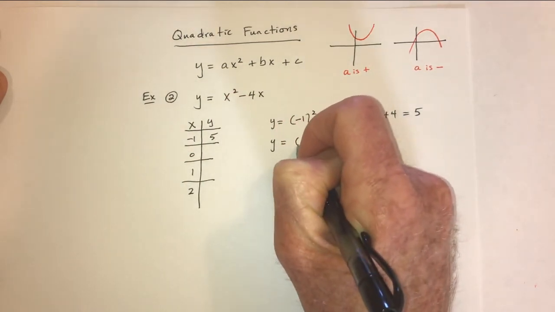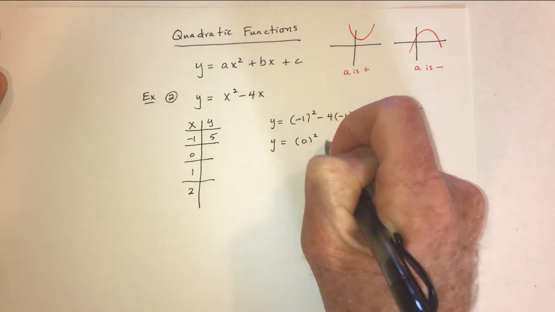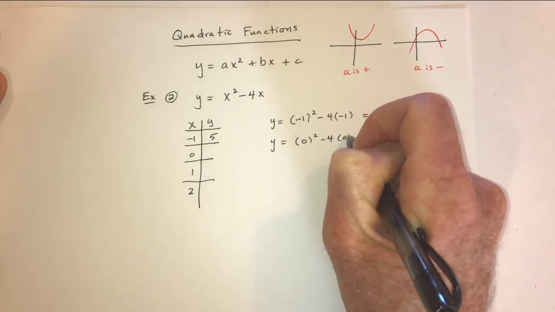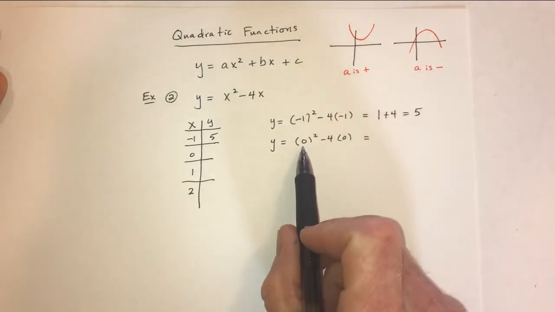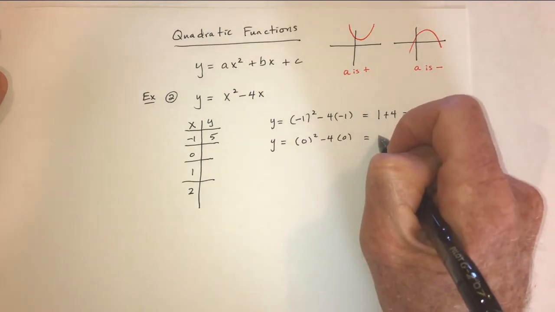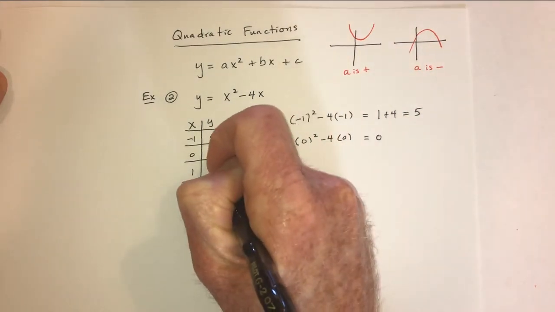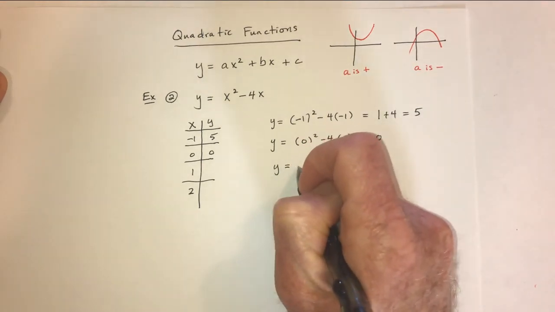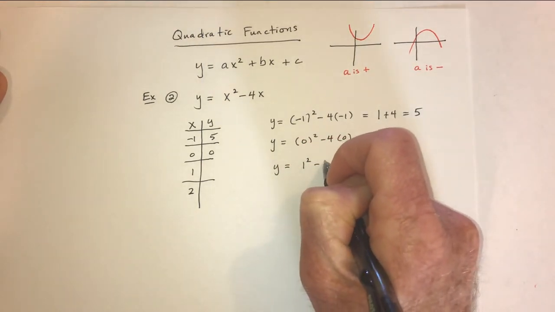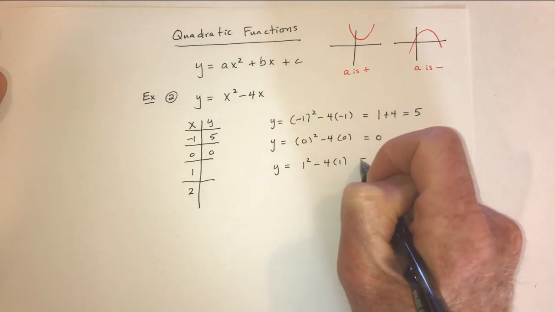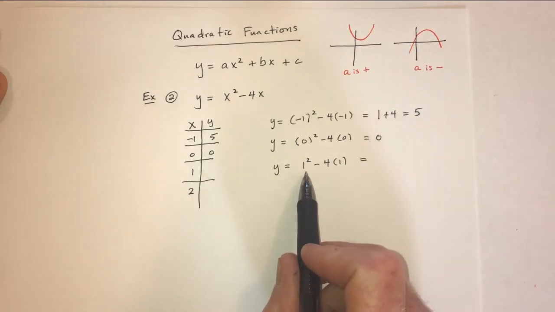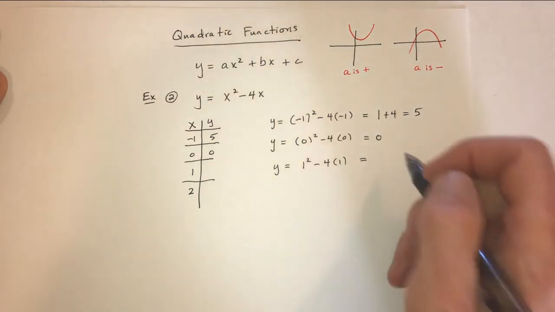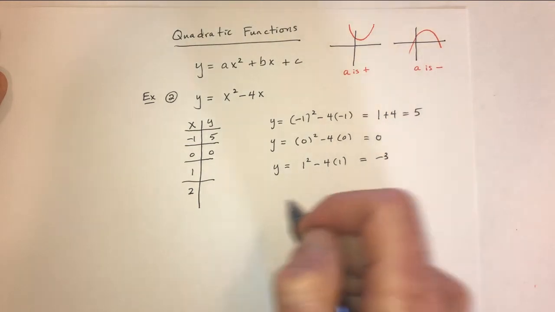Then when you plug in 0, that's going to be 0 squared minus 4 times 0, which means it's 0 minus 0 equals 0. Now substitute the 1. 1 squared minus 4 times 1. So this is 1 minus 4, that's -3.